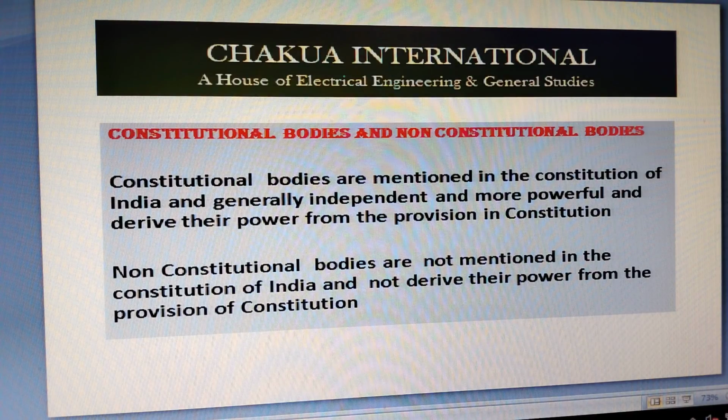What is the Constitutional Body? What is the Non-Constitutional Body? Constitutional Bodies are the bodies which are mentioned in the Constitution of India. Non-Constitutional Bodies are the bodies which are not mentioned in the Constitution of India.